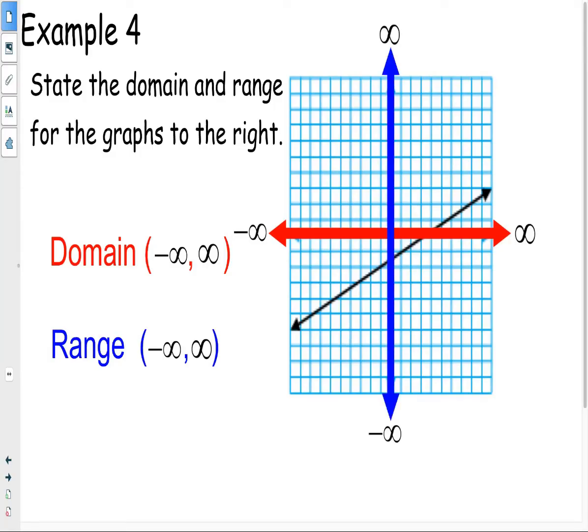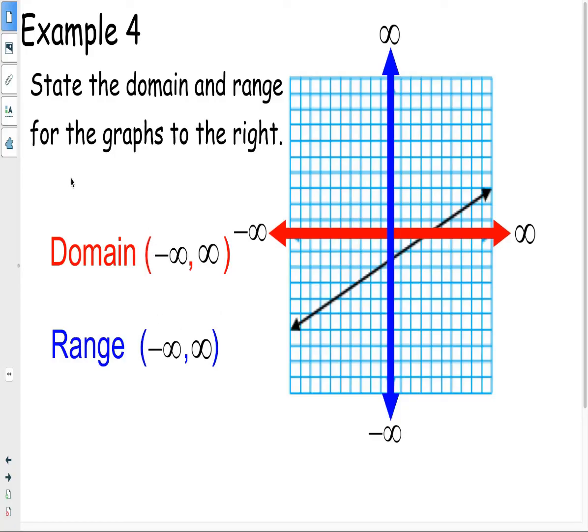Looking at my range, I'm reading the graph from bottom to the top. And I know that looking at this bottom arrow, it would eventually keep going. And as it goes down, down, down, it approaches negative infinity. And likewise, when I'm going to the opposite side of the graph, when it continues to go, it goes up, up, up towards positive infinity. So that's why my domain and range are both negative infinity to positive infinity.